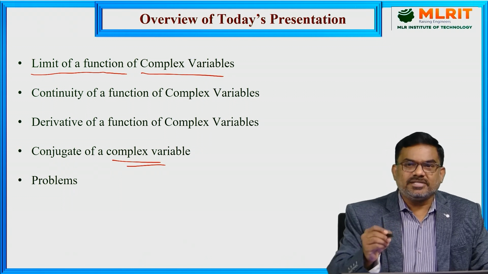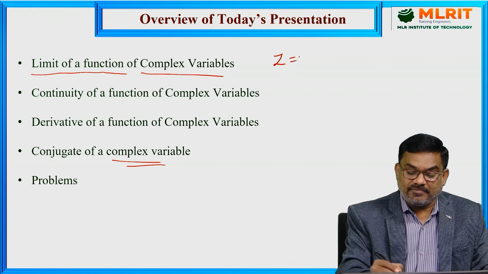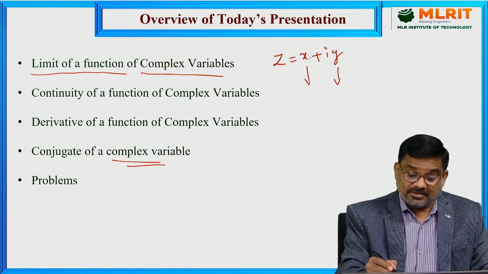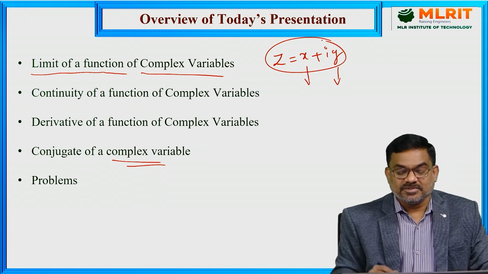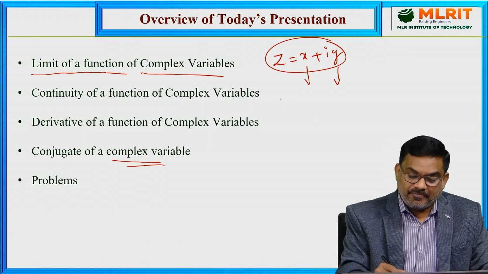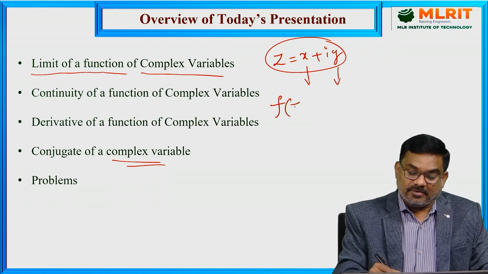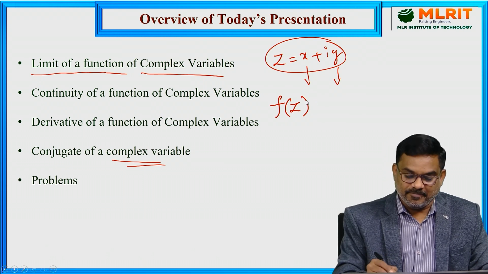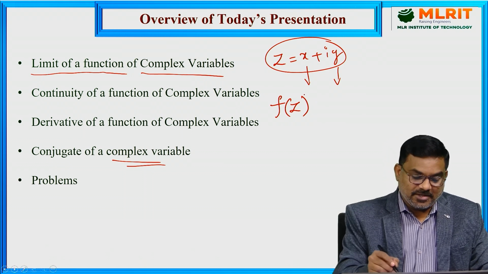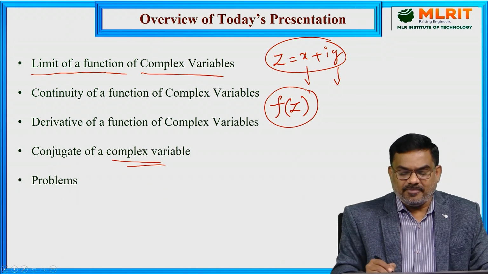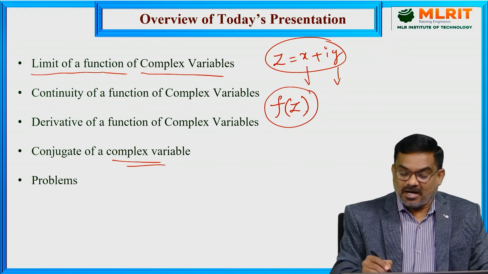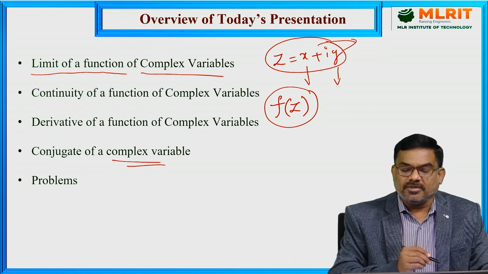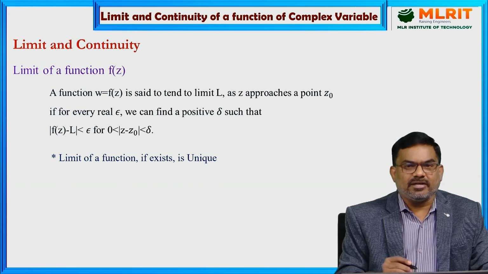Now first, what is a complex variable? For example, if z is in the form x plus iy, where x and y are real, this z is called a complex variable. Z equal to x plus iy. And if you consider any function with such a variable, for example, f of z, that is called a function of complex variable. Now, we are going to discuss what is the limit of this f of z and when it is said to be continuous and how to find the derivative of this function and also the complex conjugate of a complex variable. Now the first one is limit and continuity.